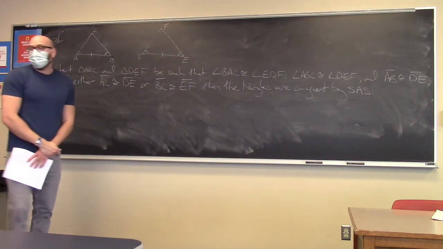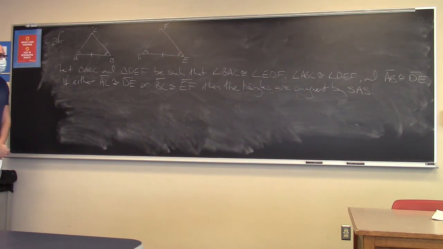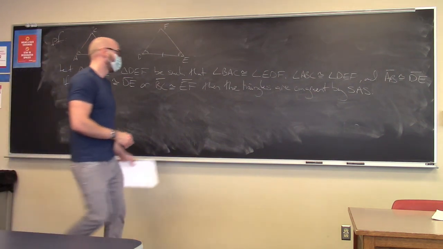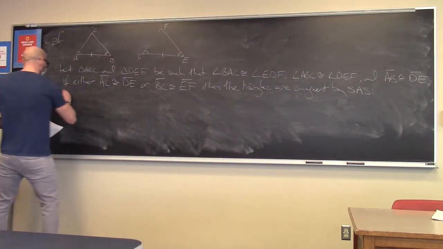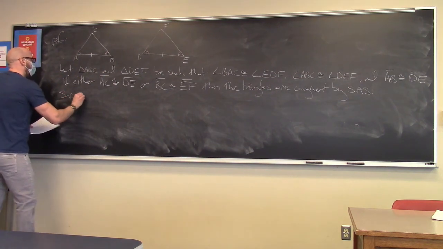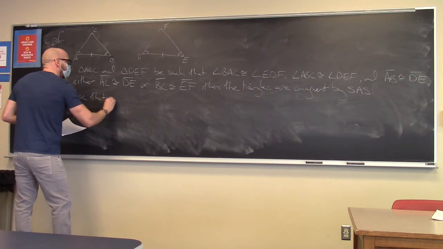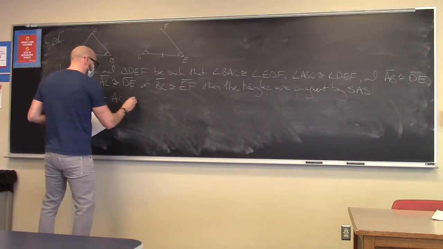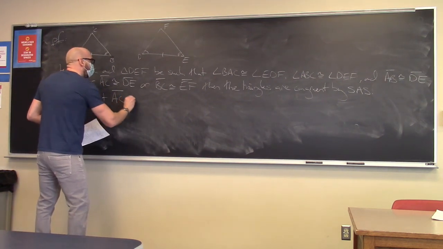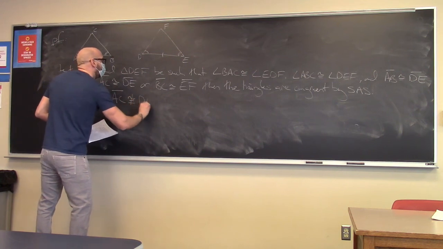So let's suppose they're not. Suppose they're not the same length, and let's try to reach a contradiction. So suppose that AC is not congruent to DE.